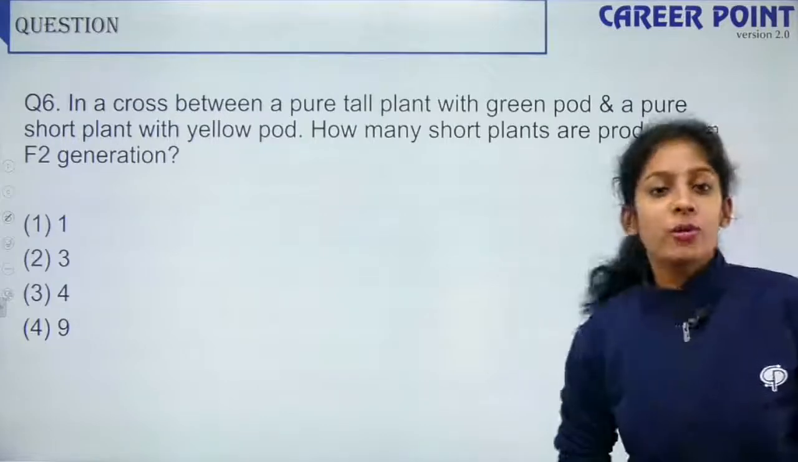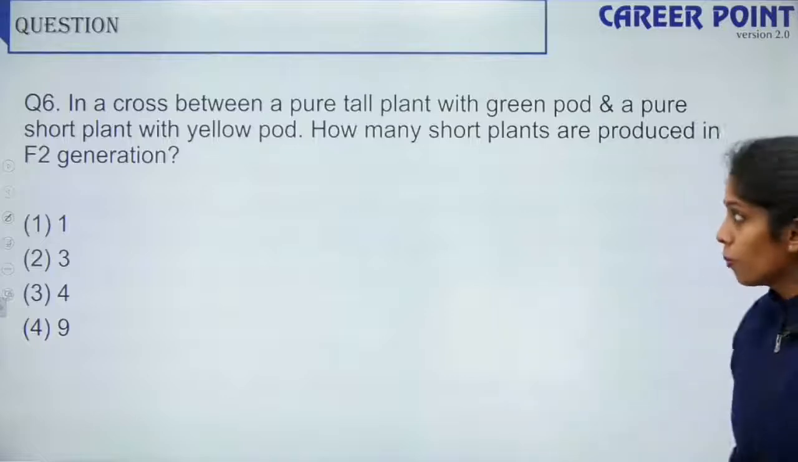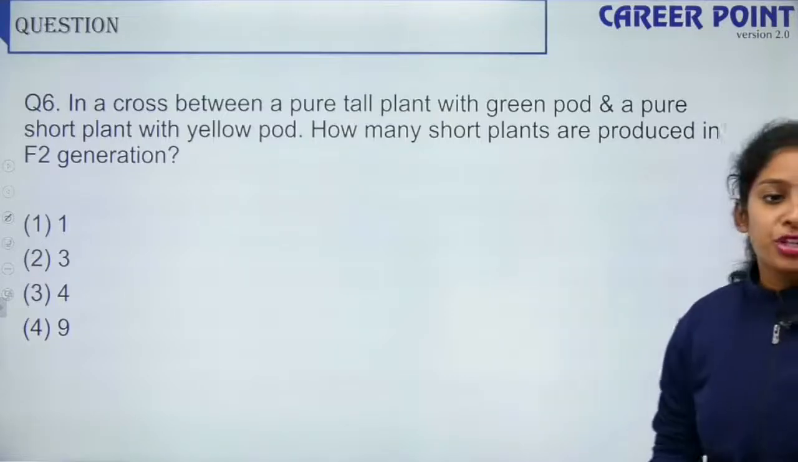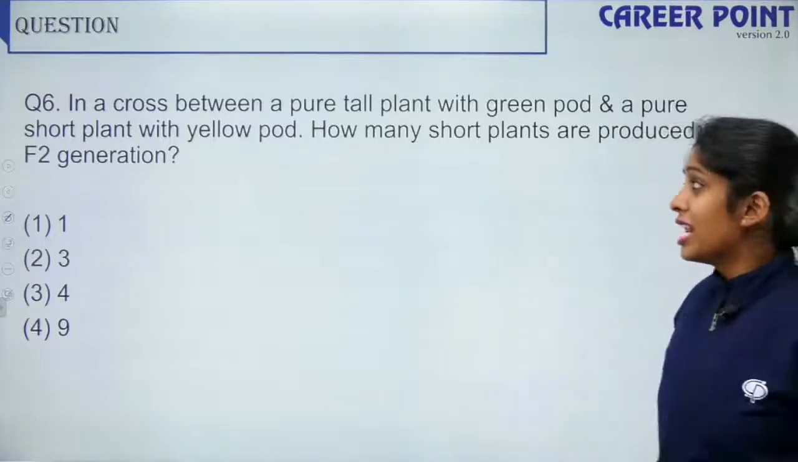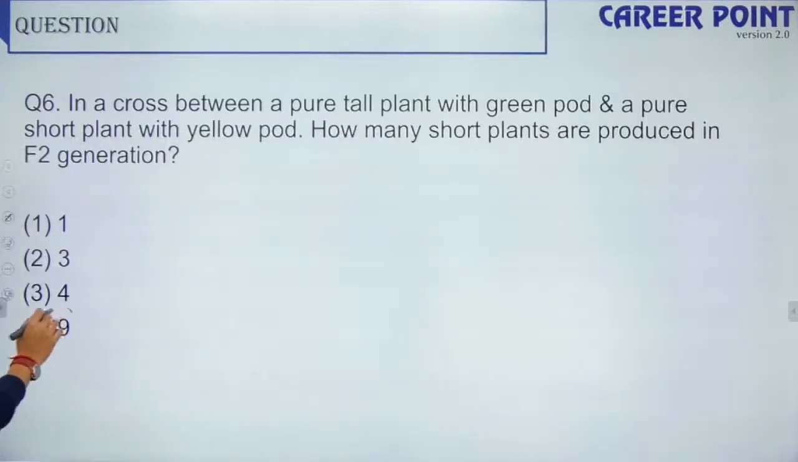So in a cross between a pure tall plant with a green pod and a pure short plant with a yellow pod, how many short plants are produced in the F2 generation? 9 plants. You say option 4.